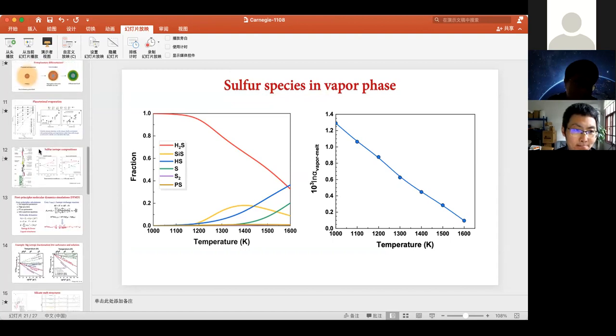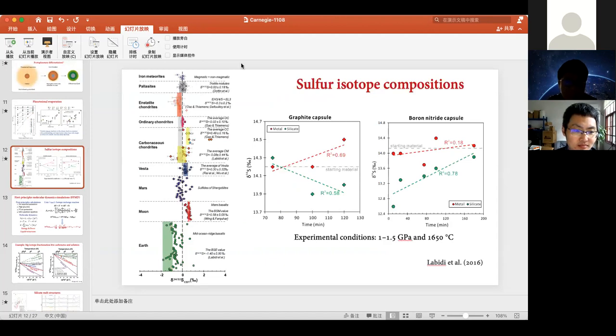If we look at the sulfur isotope compositions of some meteorites, we can see that effect on the big data or sulfur isotope composition, which is called small data for 34. But this is not for the Earth's negative sulfur isotope compositions.